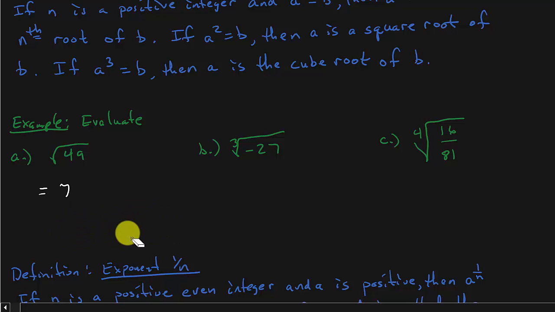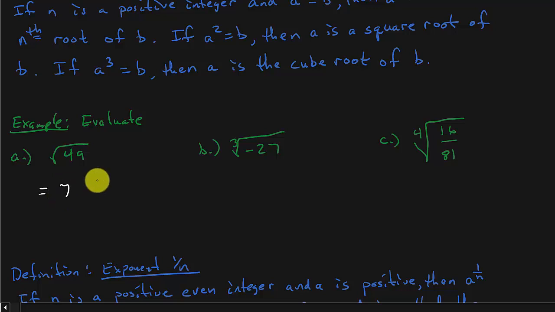Whenever you have a radical with an index, see here the index is a 2, here the index is a 4. When that index is even, an even number like 2, 4, 6, 8, and so on, then the radical symbol means they want the principal root. What does the principal root mean? That means they want the positive answer only. That's why it's only 7, and not plus or minus 7.